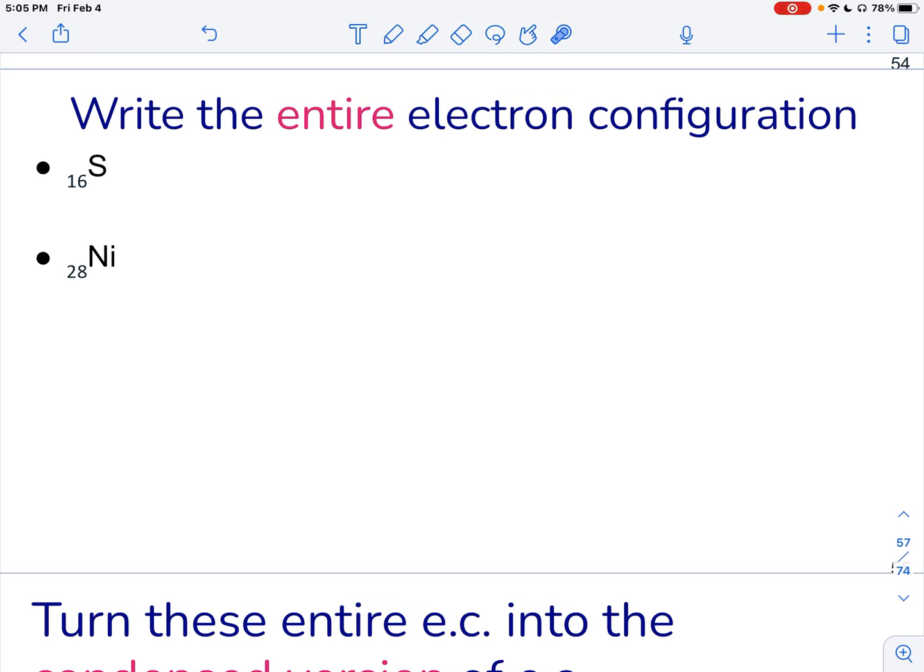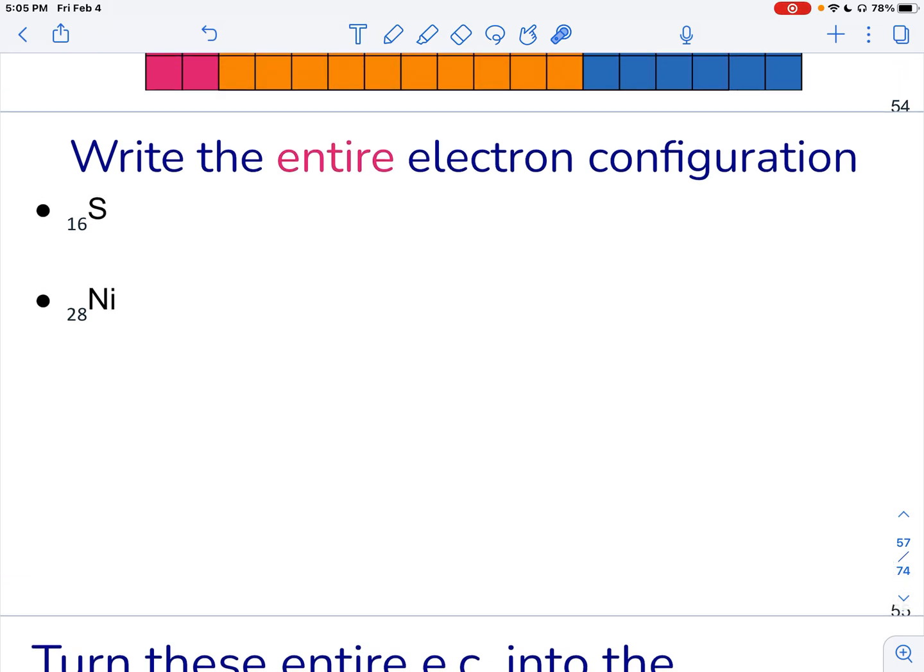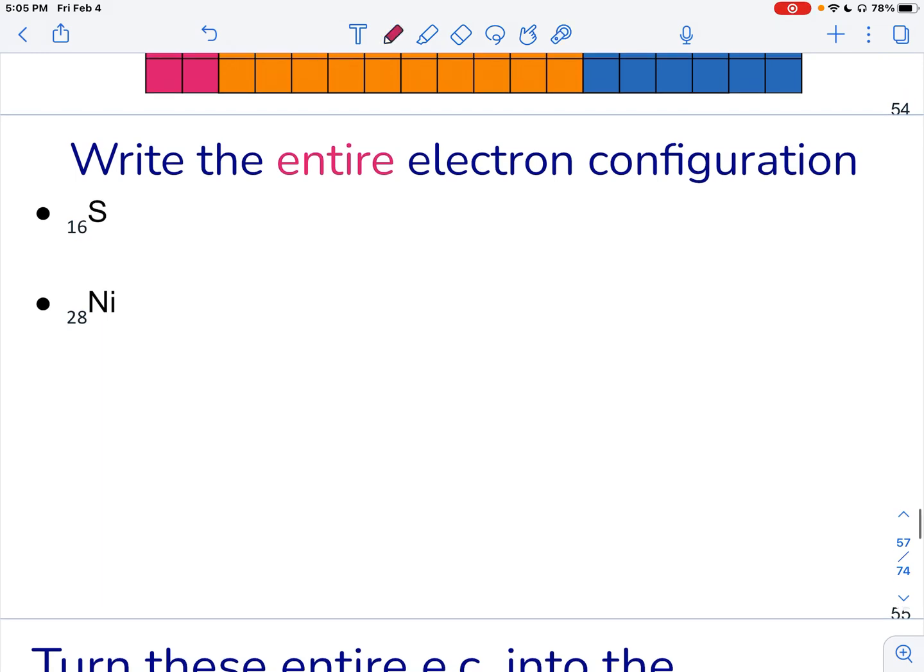So start out by writing the entire electron configurations for sulfur and nickel. Now, if in your first year chem class you preferred the arrow diagram, that's in your notes. If you prefer using the periodic table, you obviously have one of those. So you can do it either way and get your final answer here. So you can pause the video, do these two, and come back for the answers.